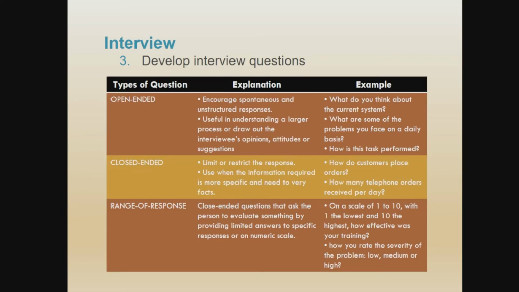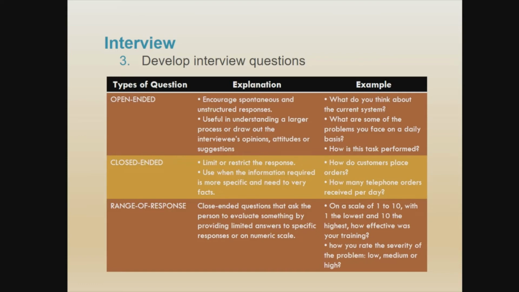These are the types of questions that you can ask your interviewee. You can have open-ended questions and close-ended questions, or you can have a range of responses. Okay, open-ended means that you encourage spontaneous and unstructured responses. You just ask, okay, what do you think about the current system? Is it something you like? How does the task perform? What are some of the problems that you face on a daily basis with the current system? That is an open-ended question. I mean, the answer is not yes or no, but you can have more.